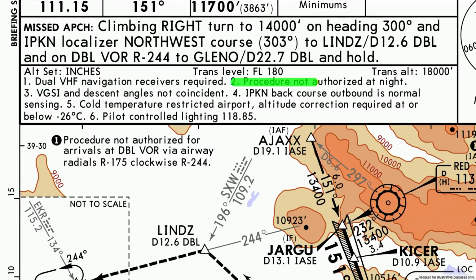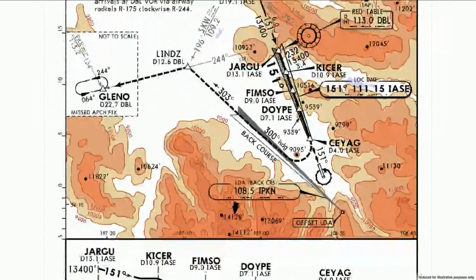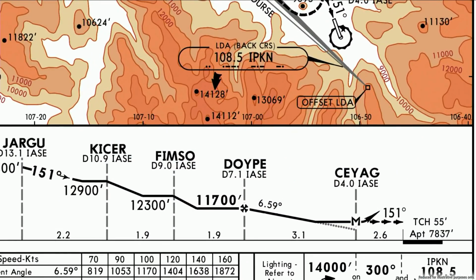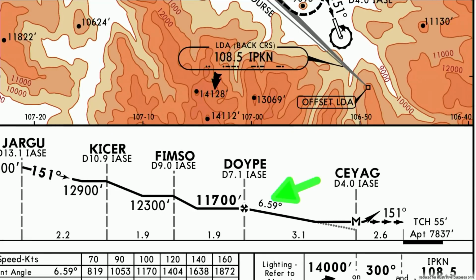Next note: procedure not authorized at night. The visual glide slope indicators and descent angles are not coincident. If we go down and take a look at the profile view, you'll notice that we have a 6.59 degree descent angle from DOIP, the final approach fix, down to the runway threshold. This is a published vertical descent angle.